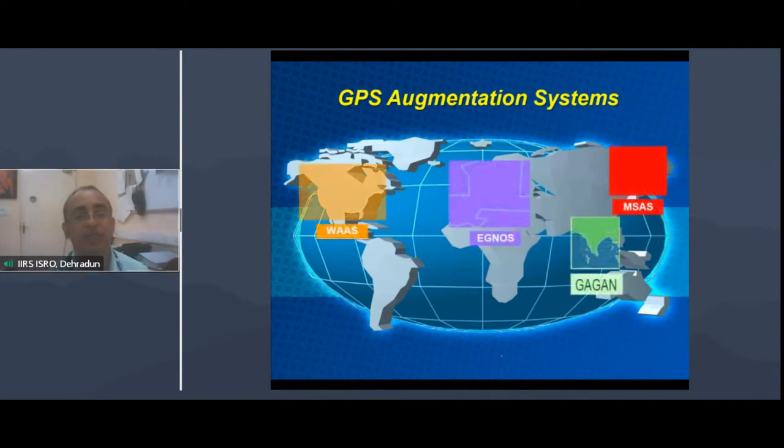Now you can see the different augmentation systems which are working worldwide. Their locations you can see: WAAS is for the USA and its surrounding regions, then EGNOS for European Union areas, MSAS for Japan, Gagan for India and its surrounding areas, and there are many more.